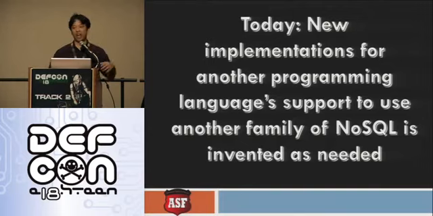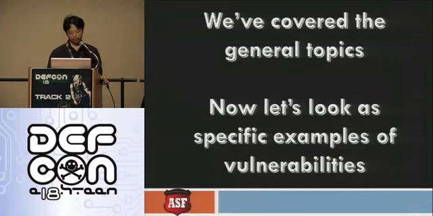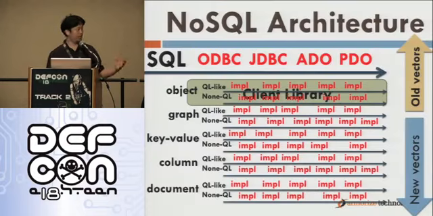But today, new implementations for yet another programming language's support to use yet another family of NoSQL are invented as needed. And that creates that picture there. And this is basically the threat that we see today. We see very, very little research on this topic. Apparently, the open source scanners as well as the commercial scanners right now haven't put a lot of effort into studying threats that exist here. However, more and more websites are starting to use NoSQL technologies.